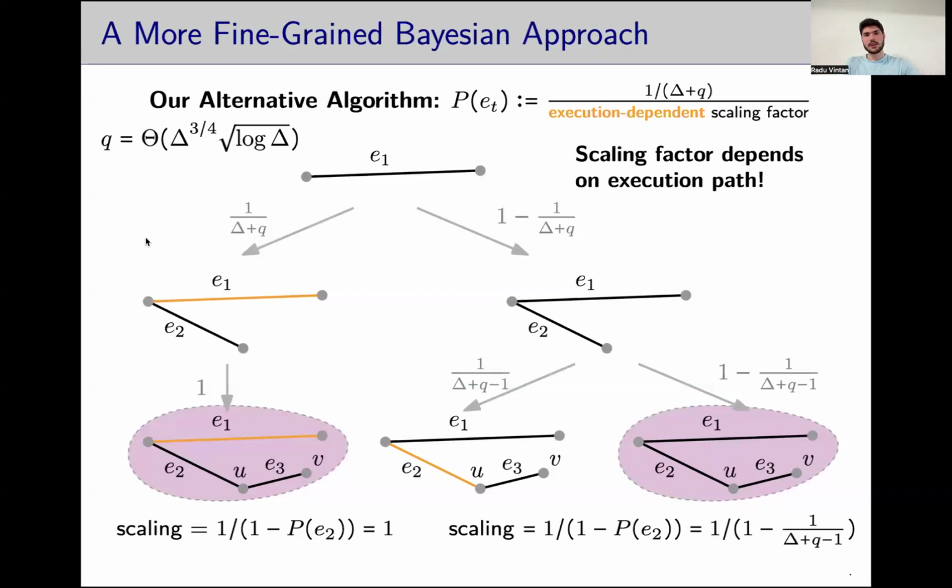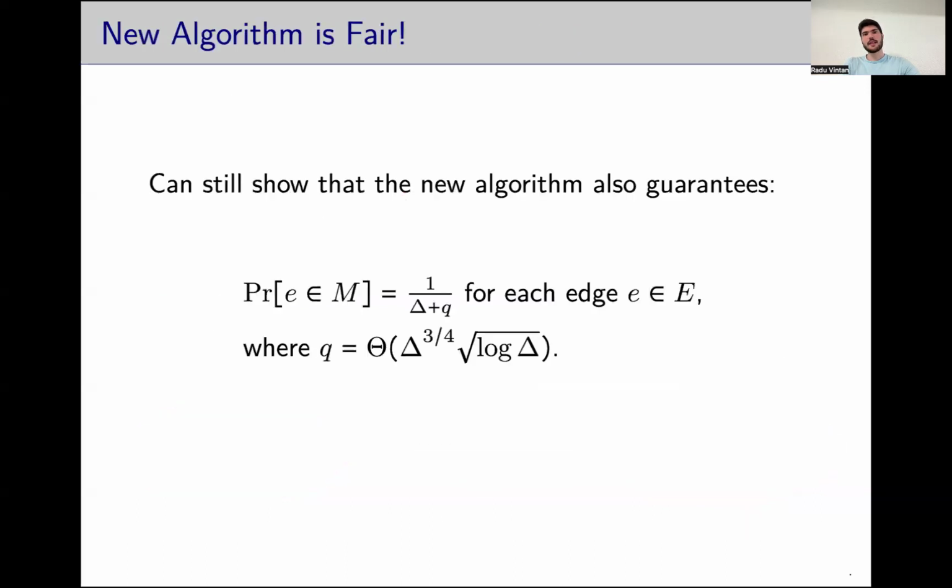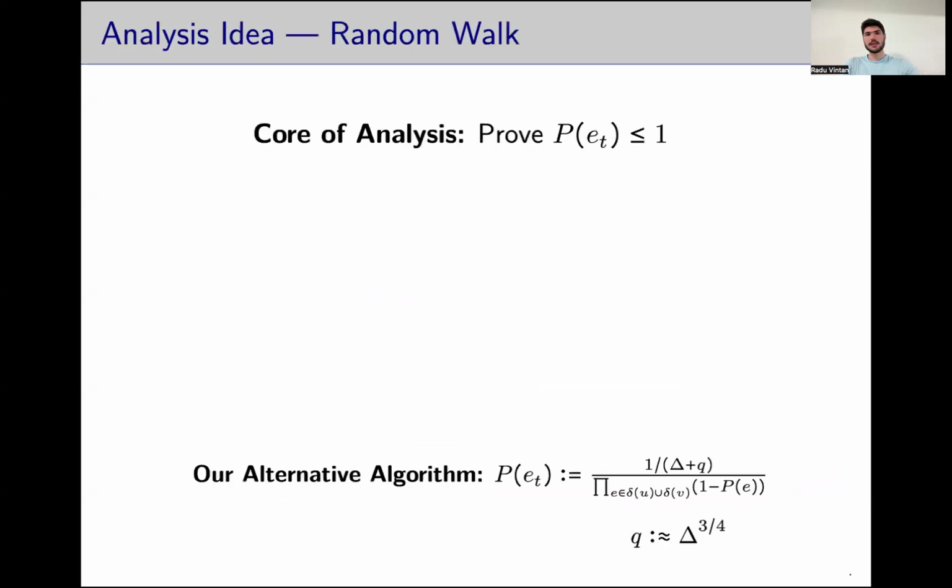Okay, so now it can also be shown that this strategy still ensures the correct marginal probability of matching E. So every edge will be included with the correct total probability. But there is still the problem. We have to show that the scaled probability we use is bounded by 1. So it's the same problem as before, but now we know how to handle it. And the theme of our analysis is going to be the following.